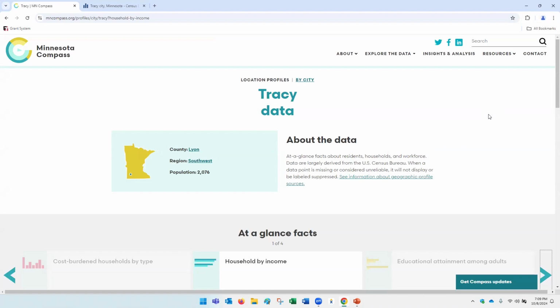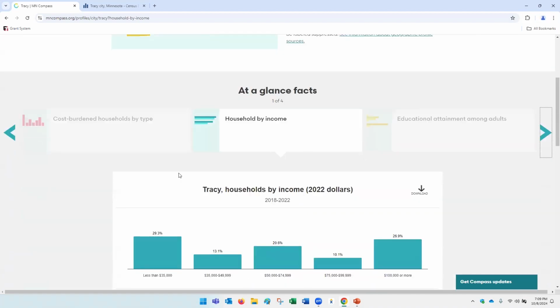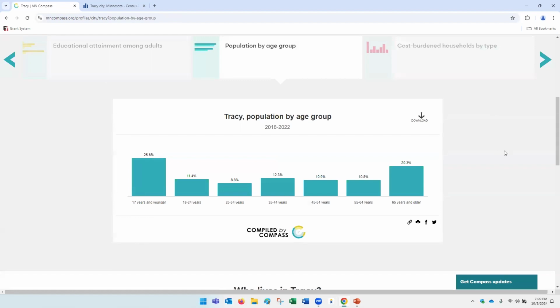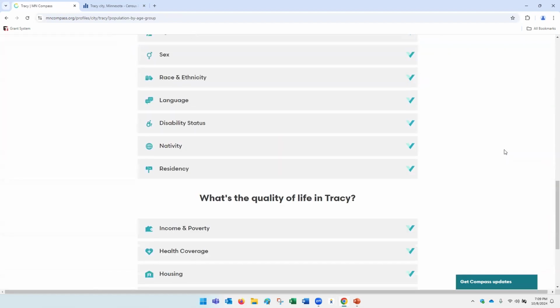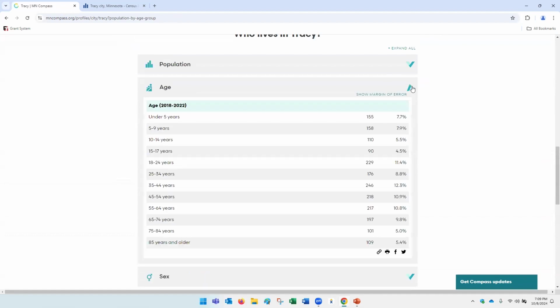But some of the things that you'll find, they've got a couple of little infographics at the top for your community, just as a quick look. And then they've got information on a bunch of different demographic areas.